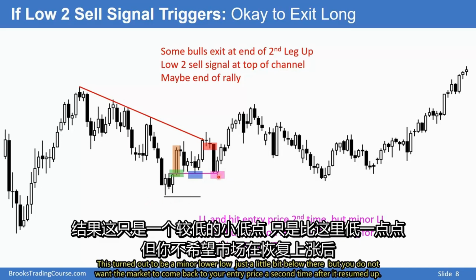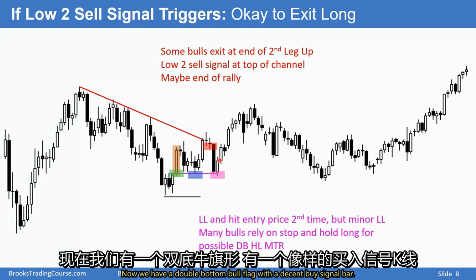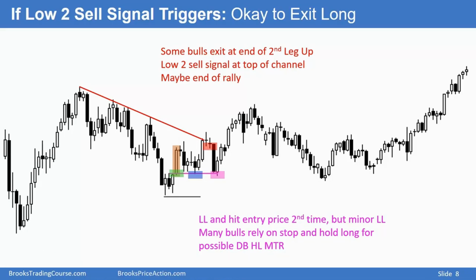This turned out to be a minor lower low, just a little bit below there, but you do not want the market to come back to your entry price a second time after it resumed up. If you do get stopped out, it's perfectly reasonable to buy again. Now we have a double bottom bull flag with a decent buy signal bar. However, most traders should get out when it hits the entry price a second time after the bull trend resumed.